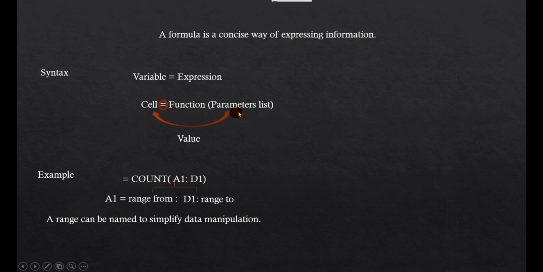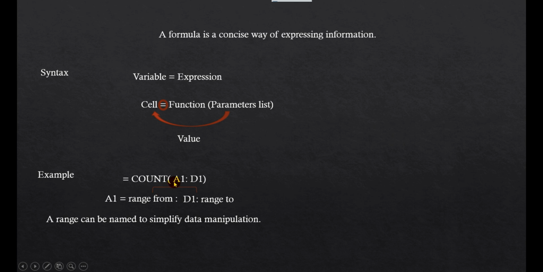Then function, parameter list. The function and parameter list part, which is the right hand side of the formula, is going to return a value that's going to be kept in the cell. As an example of that, we have a function called equal count A1 to D1. A1 is a range from, D1 is a range to, and the colon in between them describes the range.